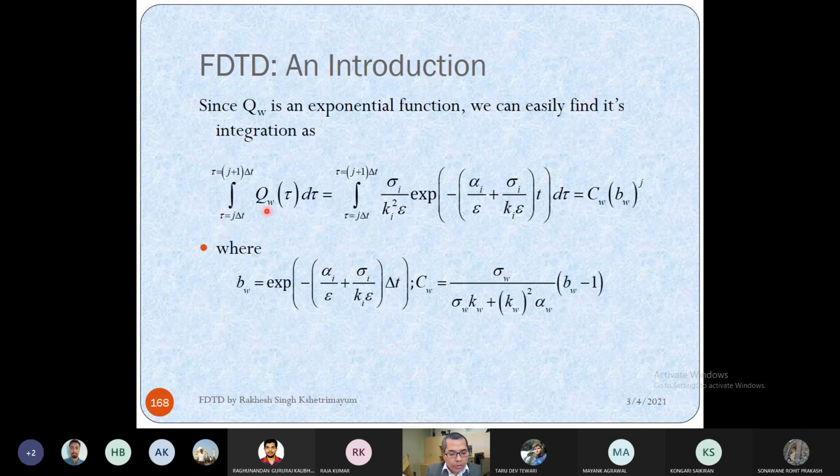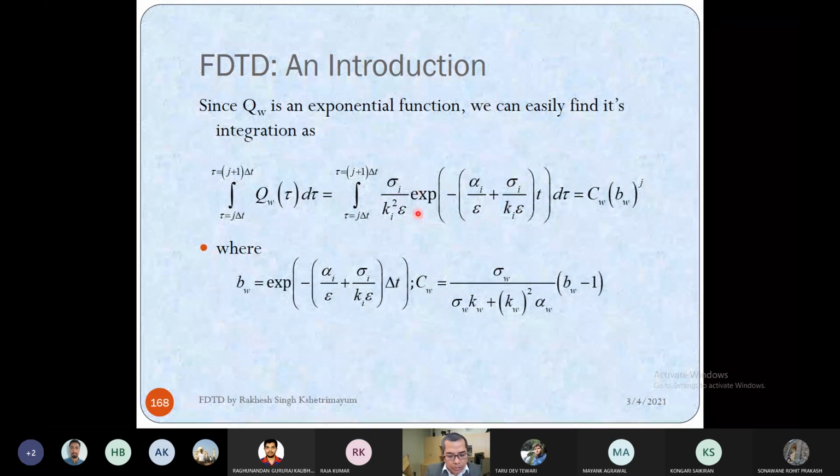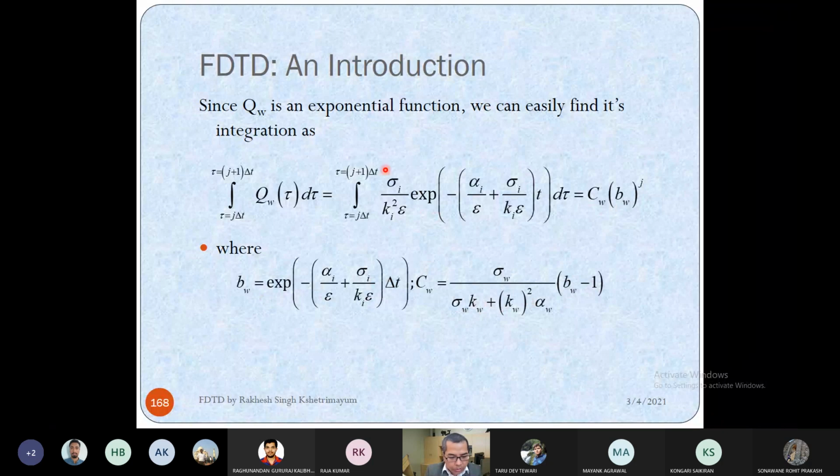So let us do the integration of this qw(tau) d tau over the interval j delta t to (j+1) delta t. And what was the expression of qw(tau)? It was an exponential function, some constant here, then exponential function here. So you do the integration. It's a very simple integration. It would be something like cw bw^j, where bw is exponential of minus alpha I by epsilon plus sigma I by ki epsilon, times delta t. And cw is this constant which is defined here: sigma omega (bw minus 1) divided by sigma w kw plus kw square alpha omega. So you can do simple integration.